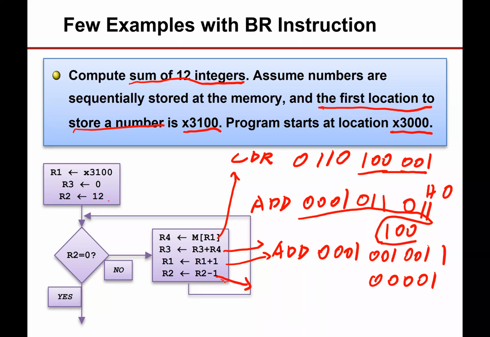And for this one, it's the same, ADD. So it's R2, 0001 010 010 1, and this is the minus 1. Minus 1 is 1F, right? So that is all ones. So this is the program that can achieve this function, compute sum of 12 integers.